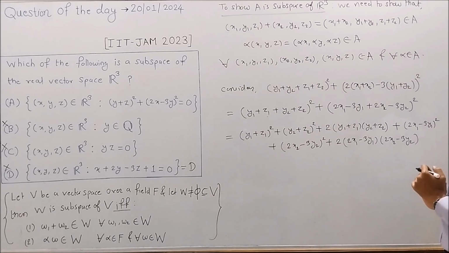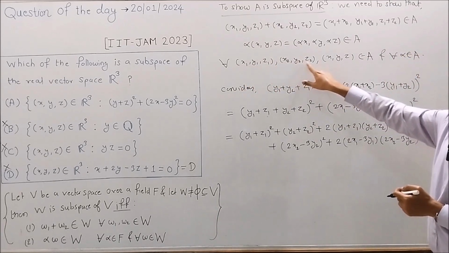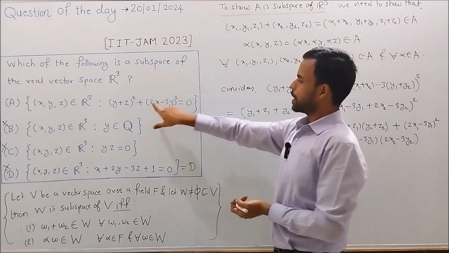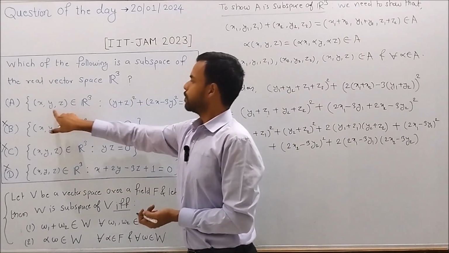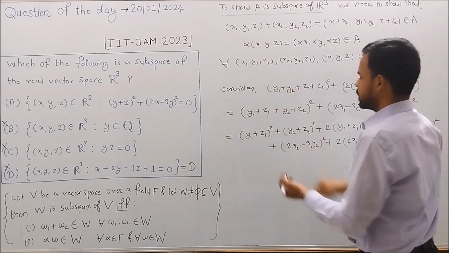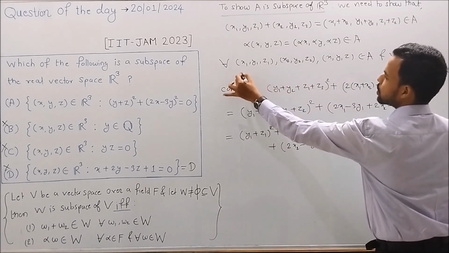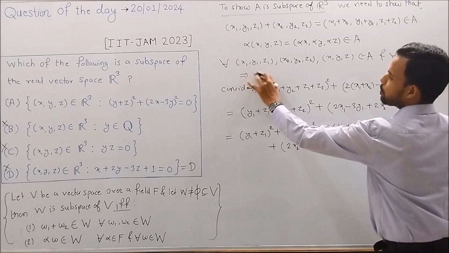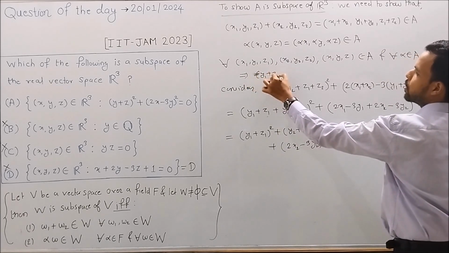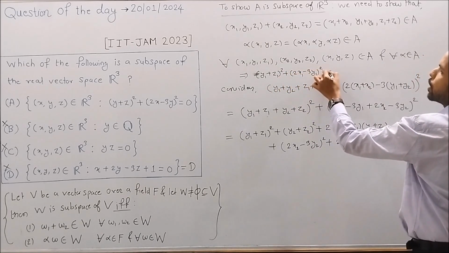Now let's see. As (x1, y1, z1) and (x2, y2, z2) belong to A, these two elements must satisfy this condition, because any element which belongs to A satisfies this condition. So as (x1, y1, z1) belongs to A, this implies the second coordinate plus third coordinate square, that is (y1 plus z1) whole square plus (2x1 minus 3y1) whole square equals 0.